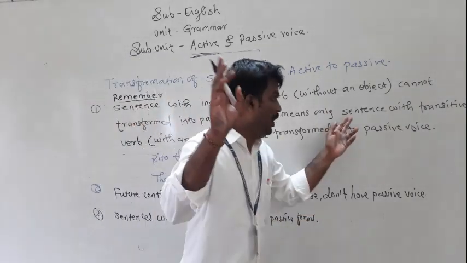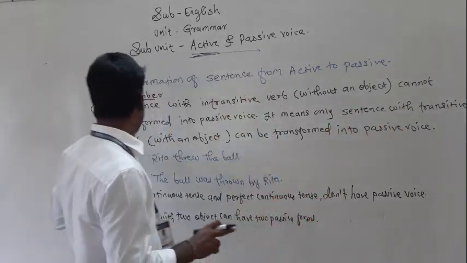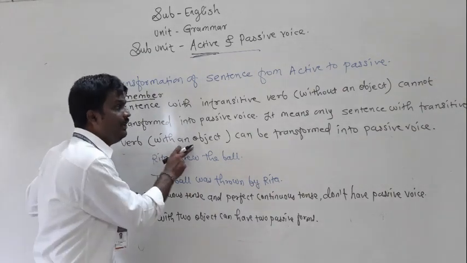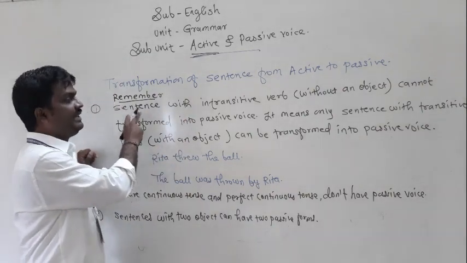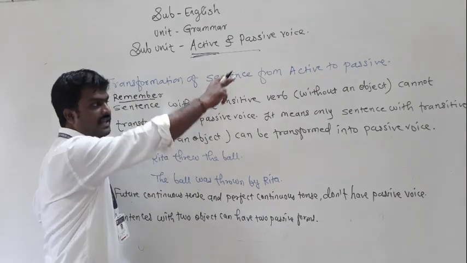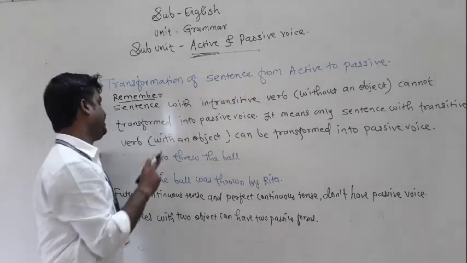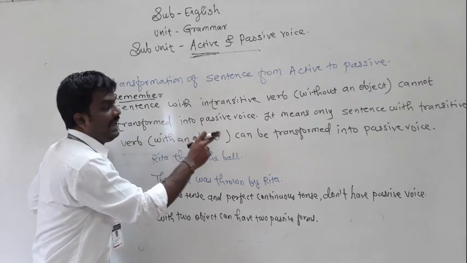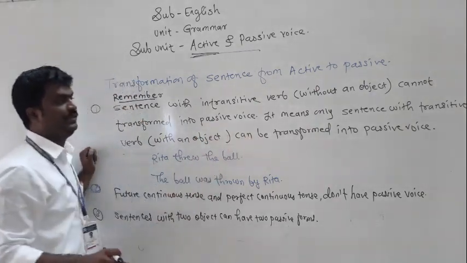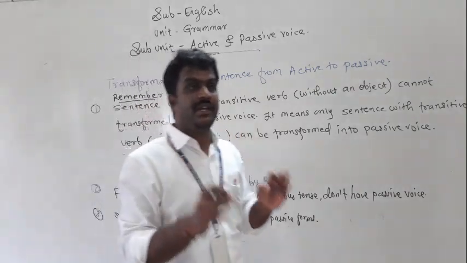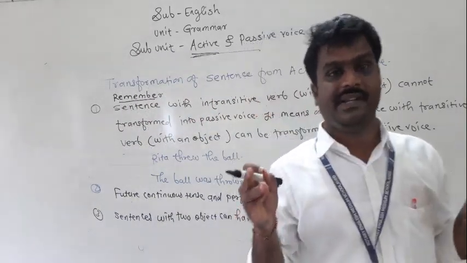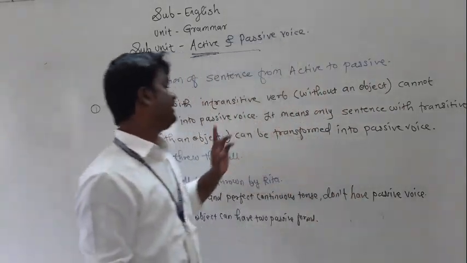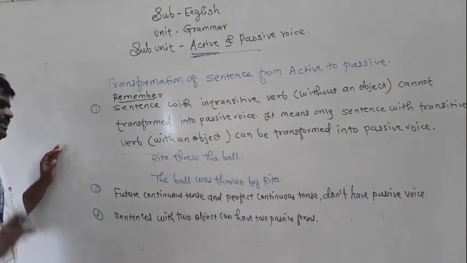It means sentences with a transitive verb, meaning with an object. Here, see a sentence with intransitive. Intransitive means here without an object, and transitive means what? With an object, which can be transferred into passive voice. It means you cannot do the passive voice of an intransitive verb. You can do the passive voice of only a transitive verb. Just you have to keep in mind.